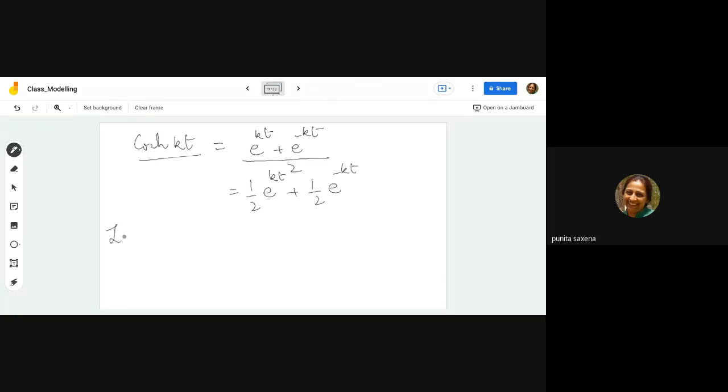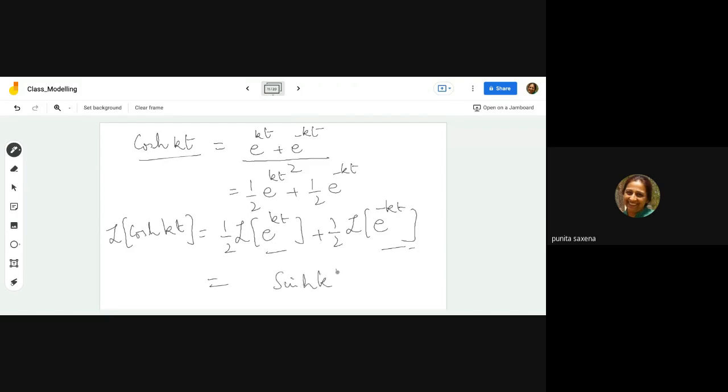Now, if I have to find the Laplace transform of cos hyperbolic kt, then by the linear property it is going to be 1 by 2 the Laplace transform of e to the power kt plus 1 by 2 Laplace transform of e to the power minus kt. Both of these, we have a standard result for them. So one just uses that result and we get the Laplace transform. So basically you have to just remember the few ones, and then they can be used. Similarly, you can compute for sine hyperbolic kt.